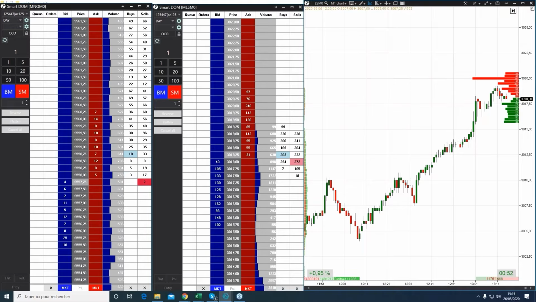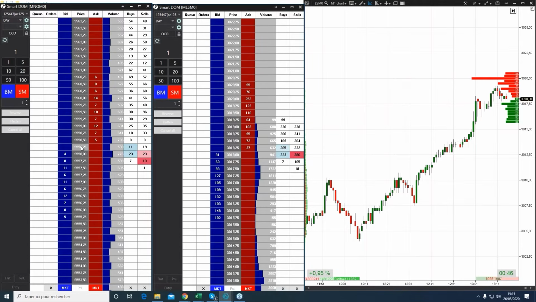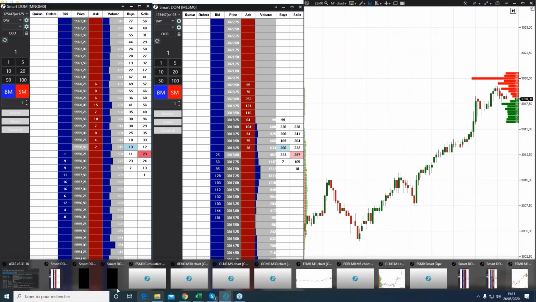Anyway. So what you can see now is the DOM, depth of market. The one on the left is the Nasdaq, and the one on the right is the S&P. Today, we wanted to do something a bit particular.